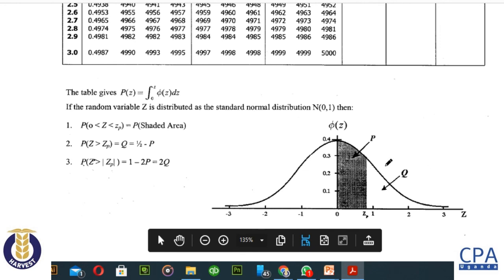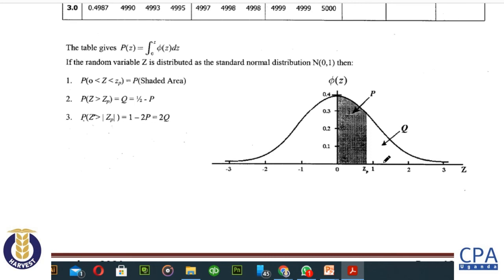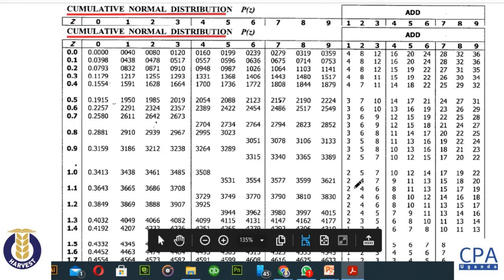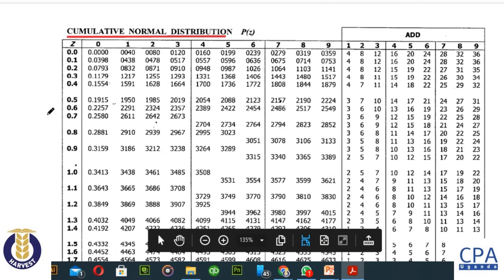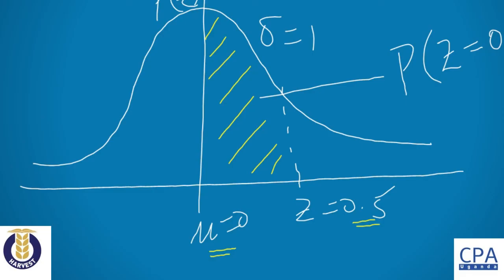This sketch, critically look at it. The way it is shaded represents the probabilities that have been given in the table. So as you can see, the area that is shaded is denoted as P, whereas the area that is not shaded has been indicated as Q. So it means that the probabilities that are given in this table represent the shaded area P. Now, good enough, our sketch exactly looks like this, the sketch on the table.